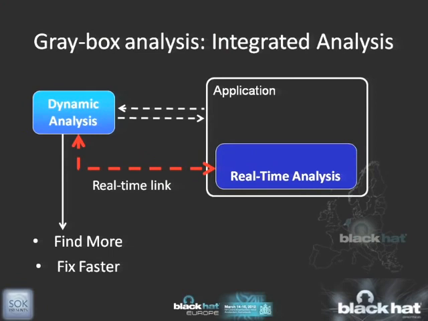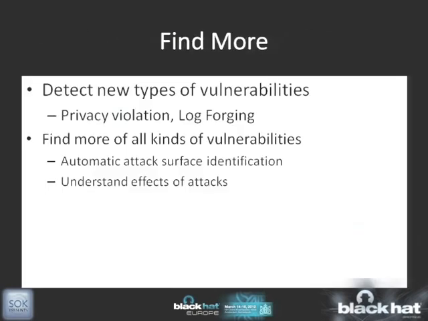What's the real advantage of gray box analysis? It's find more and fix faster, which I'm going to explain with a couple of examples. So first of all, find more. As I said in the beginning, you will find more of the same, first of all, but you can also find new vulnerabilities. Like a pen testing tool cannot look in the application itself. It can only rely on what's coming back from that application server.